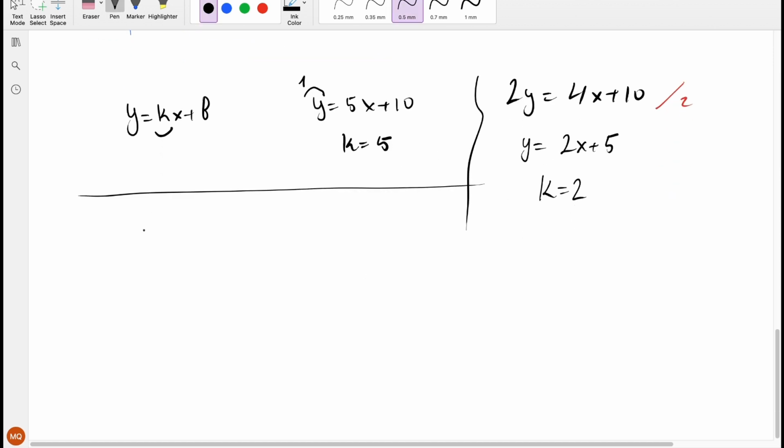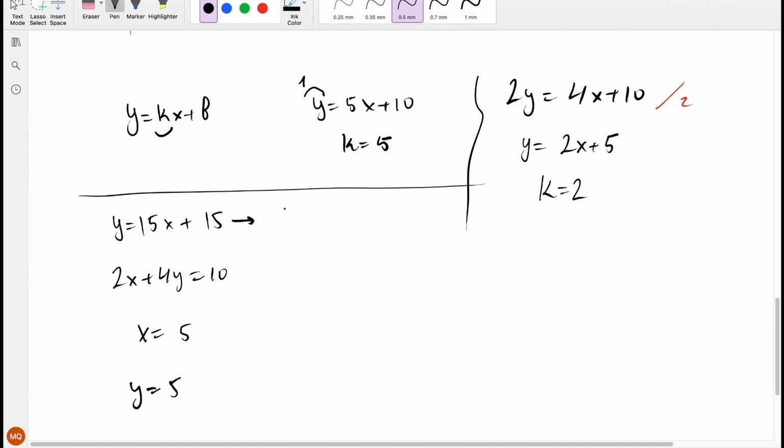Okay, now let's take some examples. y is equal to 5x plus 10, 15x plus 15, 2x plus 4y is equal to 10, x is equal to 5, y is equal to 5. Okay, just now stop the video and think what's the value of slope for each of them. After finding, check the answer with me.